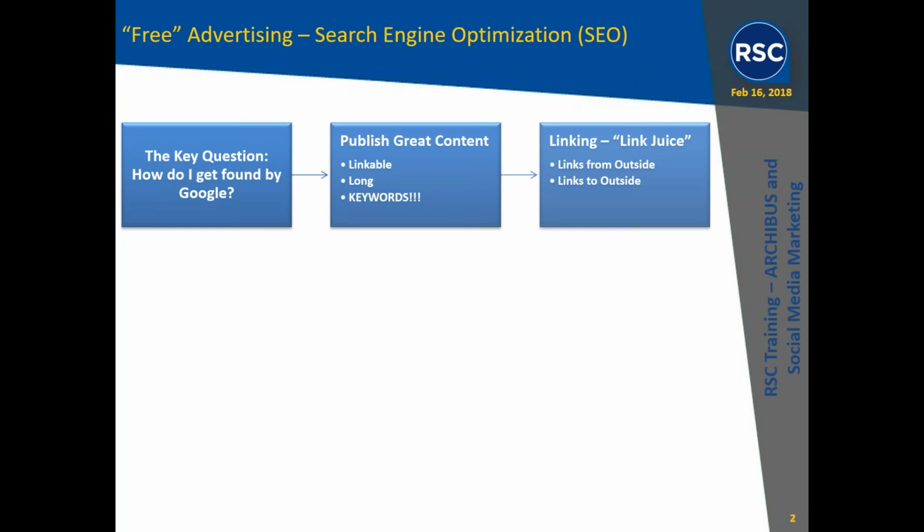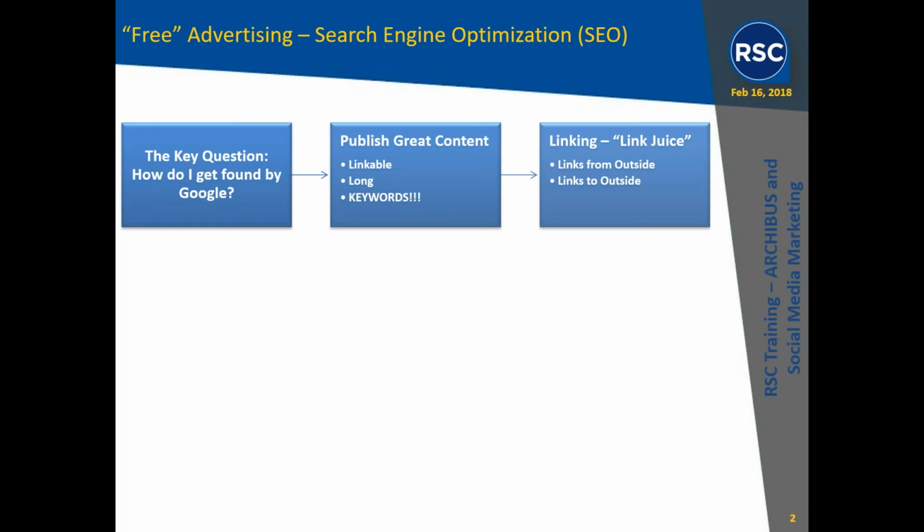Linking. One of the things that Google ranks sites on is how many links into and out of the site there are. I thought it was interesting that links to the outside also count, but links from the outside into your site are really important. And since they're indexing everything, they can see those other links as well. If there's links from outside that lead into your site, that ranks you higher in the Google search.